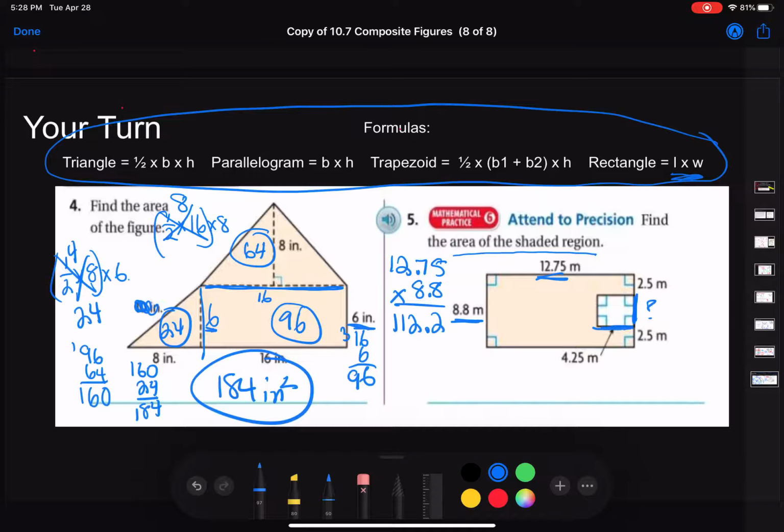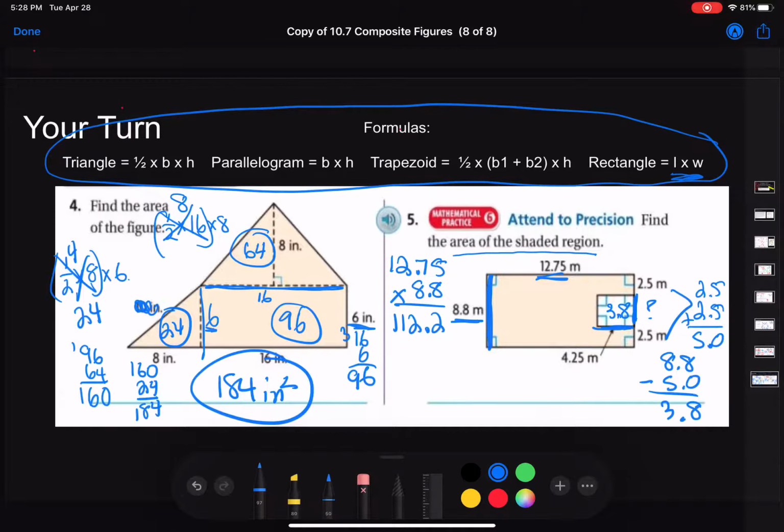Okay, so what I need to do is add up 2.5 and 2.5, which is going to give you 5.0. Okay, so now this whole thing is 8.8. So you're going to take 8.8 and subtract 5 from it. And you're going to get 3.8.